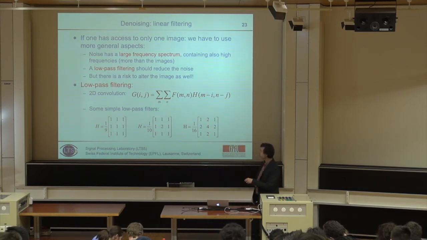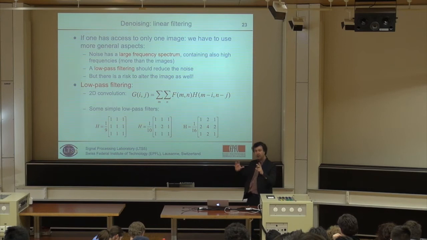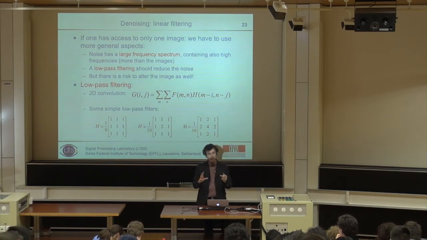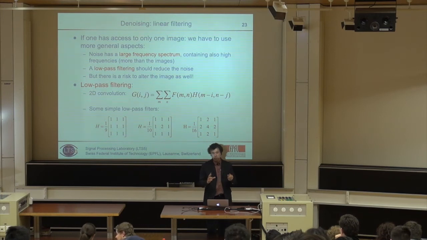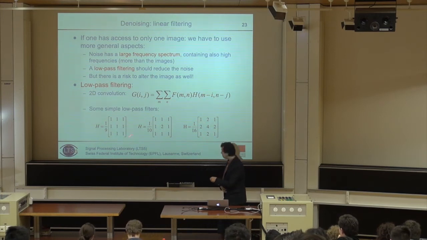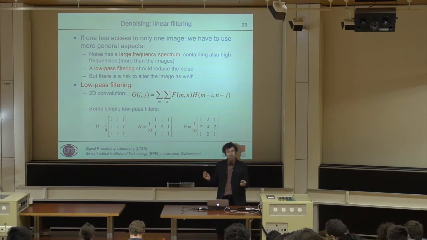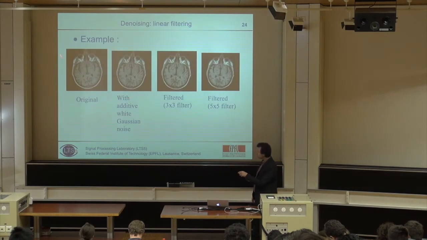How do you do a low-pass filtering? Well, basically you calculate a 2D convolution of your image with the mask of a low-pass filter, be it an average filter or something more sophisticated, but basically you average the neighbors. This is a low-pass filter. And what it does is this.